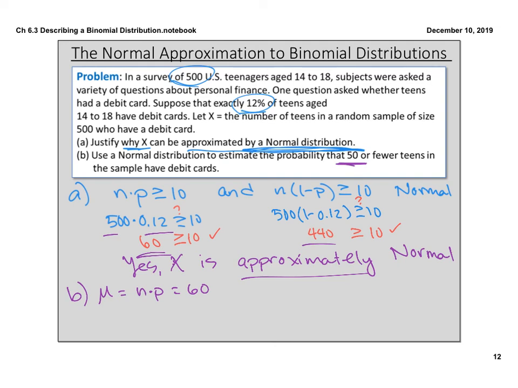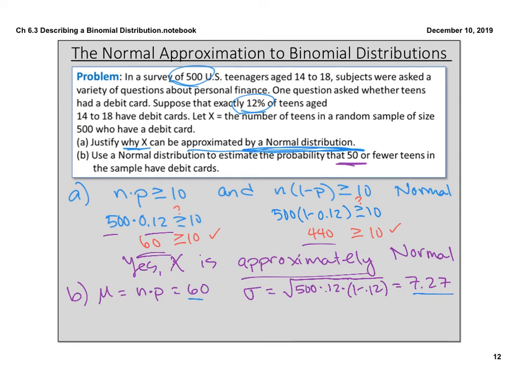Now we need the standard deviation. That standard deviation is going to be the square root of 500 times 0.12 times 1 minus 0.12. And that just comes from those equations that we know for binomial mean and standard deviation. So I'm going to type all that into my calculator. Square root of 500 times 0.12 times 1 minus 0.12. And I get 7.27 there approximately. Okay, so there's my mean, there's my standard deviation.